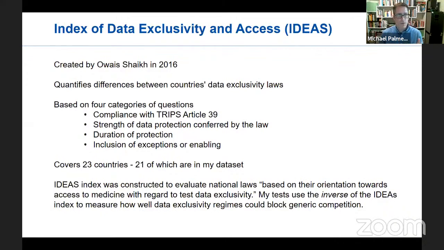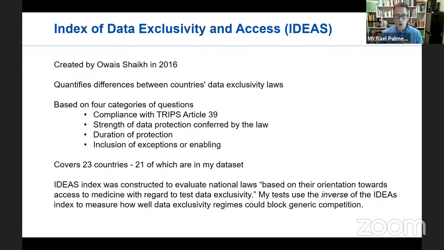This is the Index of Data Exclusivity and Access, created by Sheikh in 2016, and it quantifies differences between countries' data exclusivity laws. It's derived from 25 questions within 4 categories, which look at the strength and the duration of data exclusivity, as well as whether or not there were limitations and exceptions to data exclusivity. It's meant to evaluate national laws based on their orientation towards access to medicine.